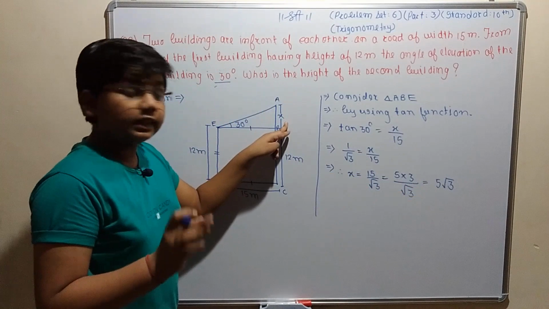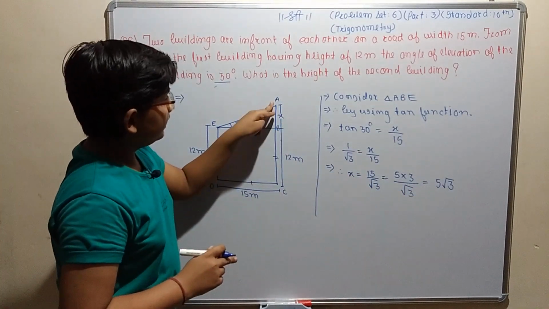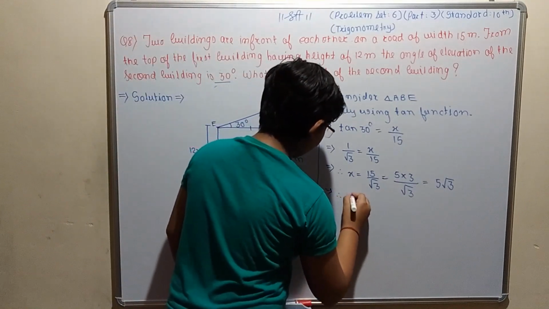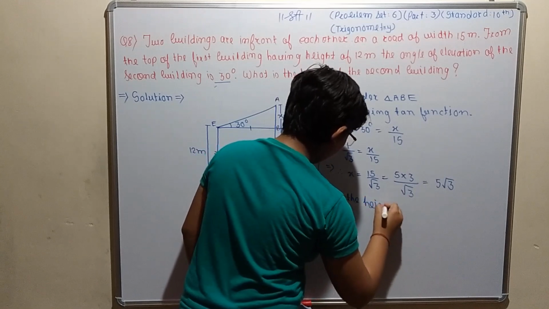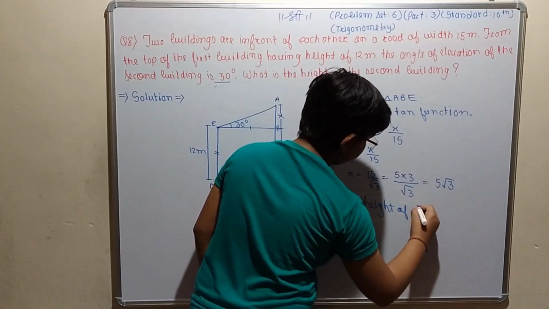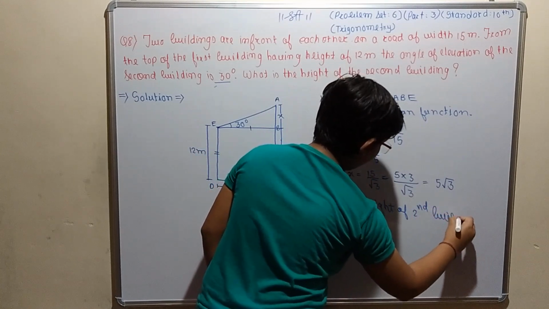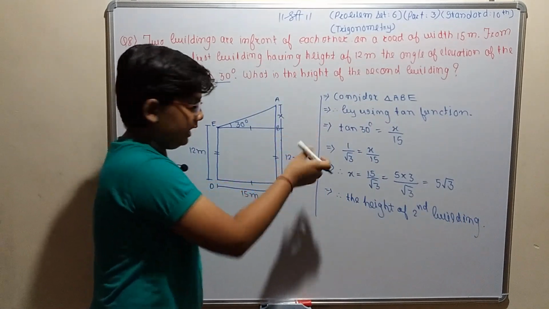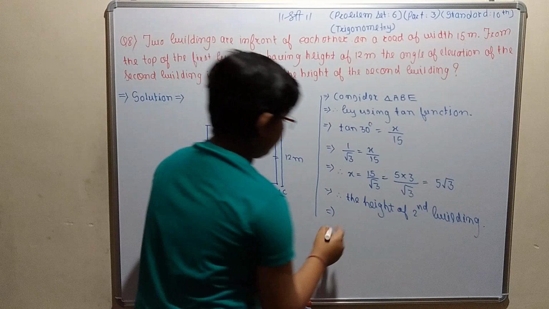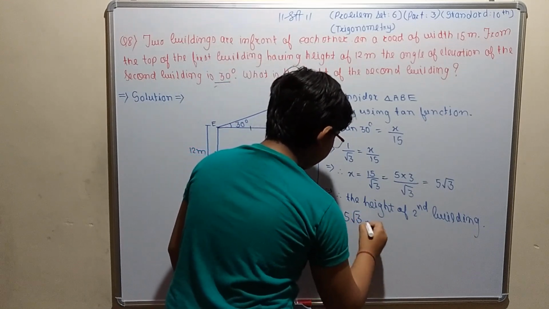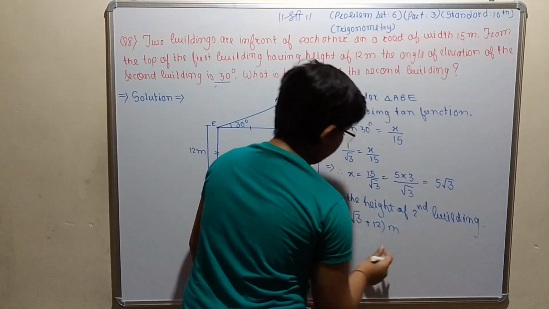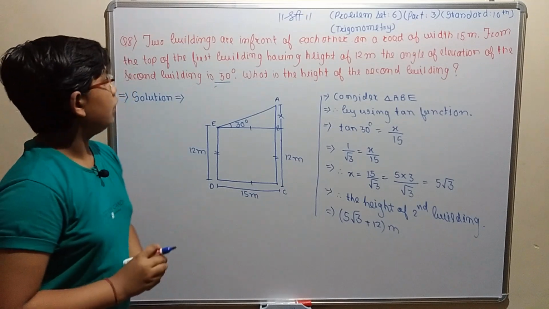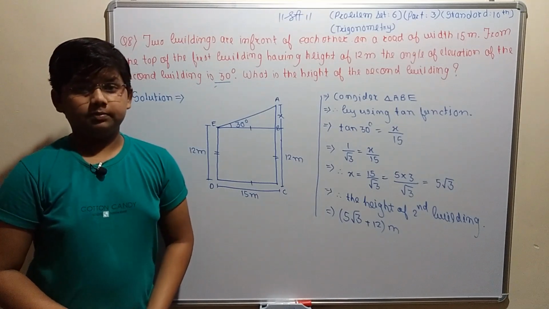Now we have to find the height of the total building, that is the second building AC. This is 12 meter. So the height of the second building will be equal to x plus 12. That is equal to, what is x? X is 5 root 3. 5 root 3 plus 12 meter. This is what the answer is. So the height of the second building equals 5 root 3 plus 12 meter. We have solved this question. Now we will go to our next question.